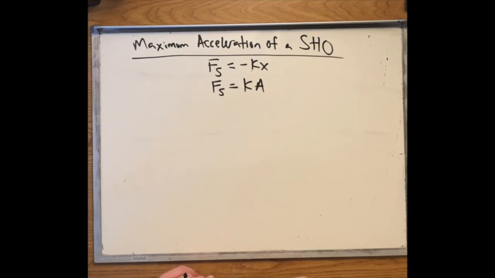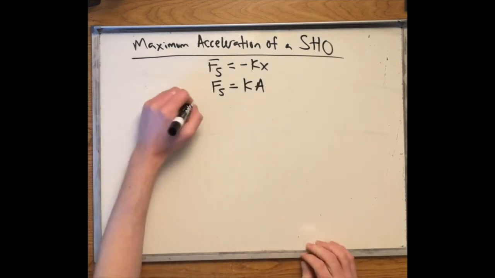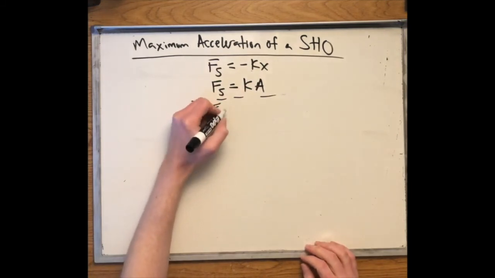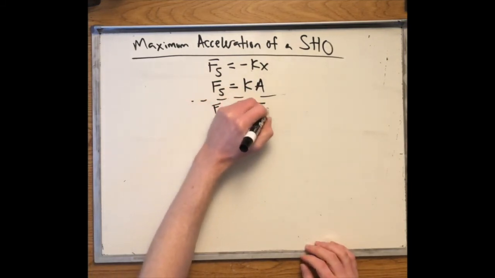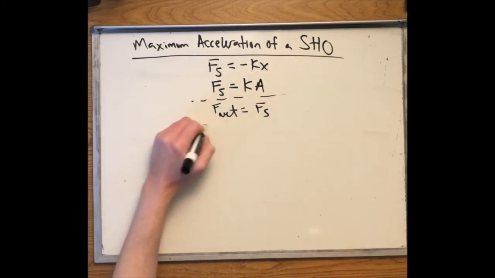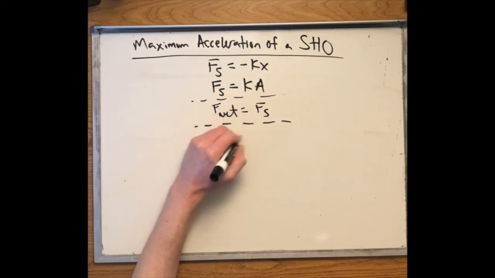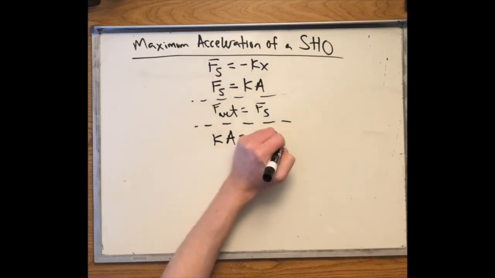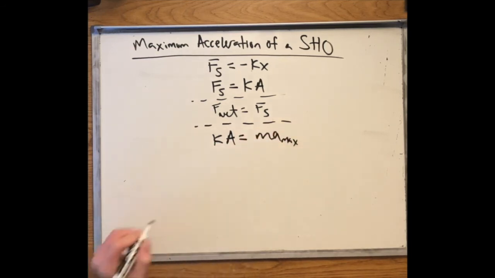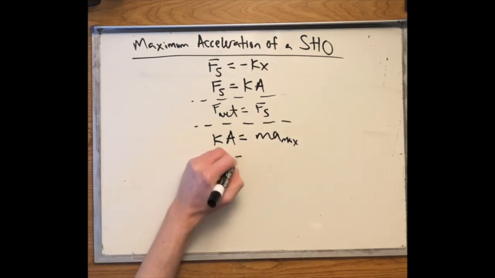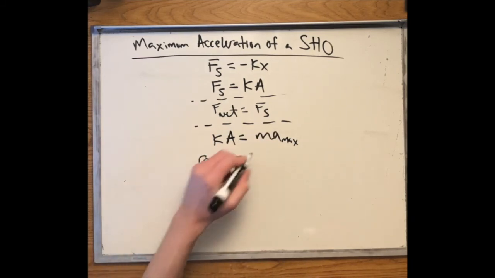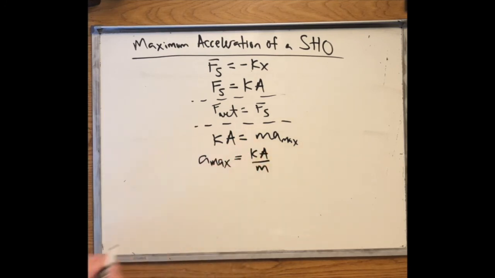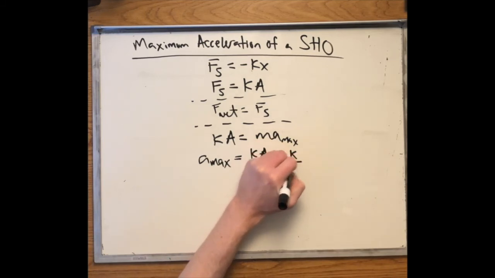Now, the next important thing to realize is that that's the only force acting on the thing. And so we can write here kA equals mass times acceleration. And I'm going to write max here because we're talking about the maximum acceleration. So that means a max equals kA over m. Now, why am I talking about this when we already did it? Well, like I said, it comes up. But also, just notice I can rewrite it like this.